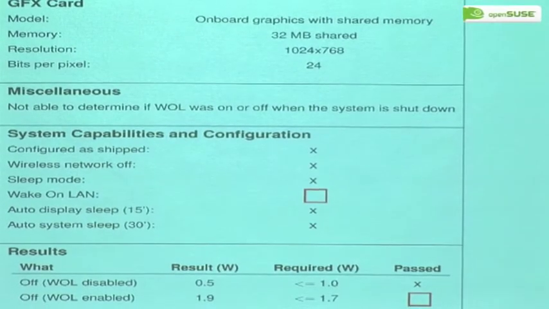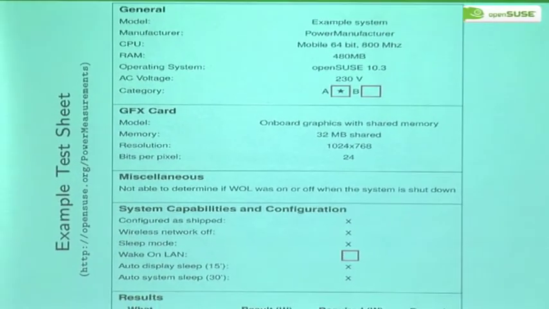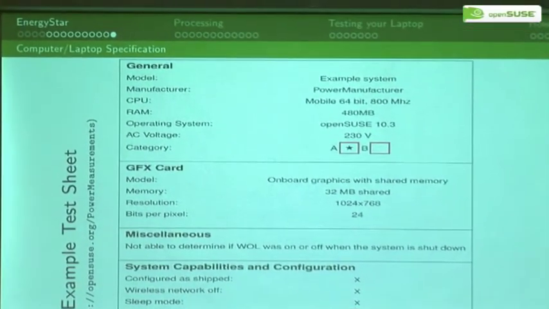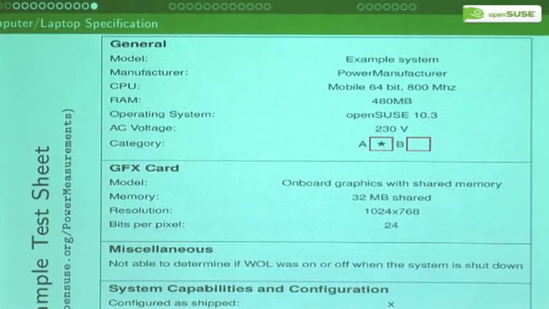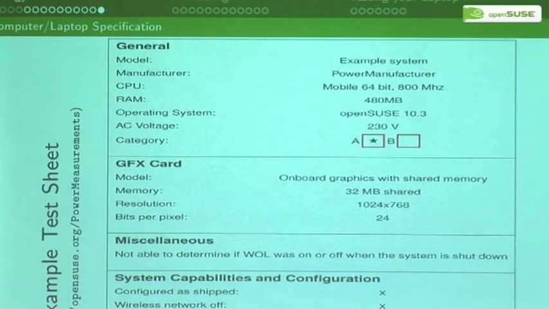So that's an example of how such results might look. At the top you see general system information, then in the middle there are the system capabilities, if it's capable of wake on LAN, for example, and at the bottom there are the actual test results.